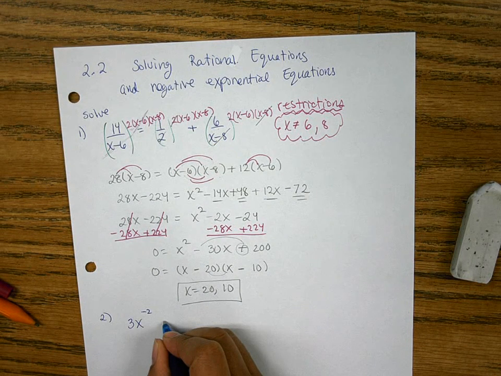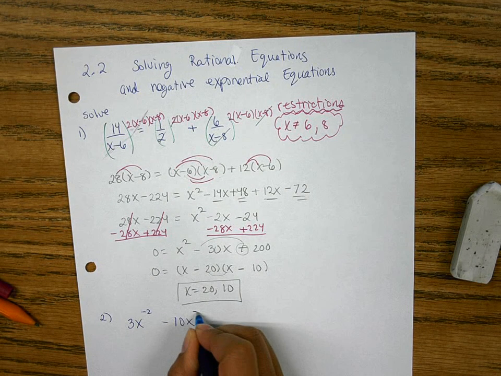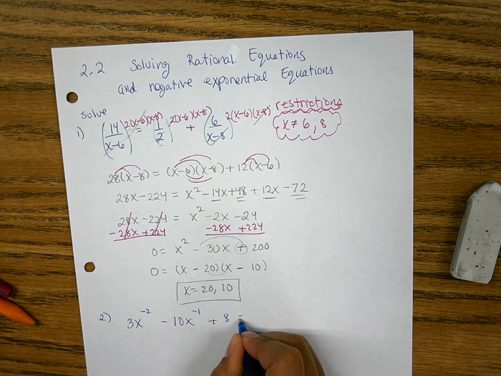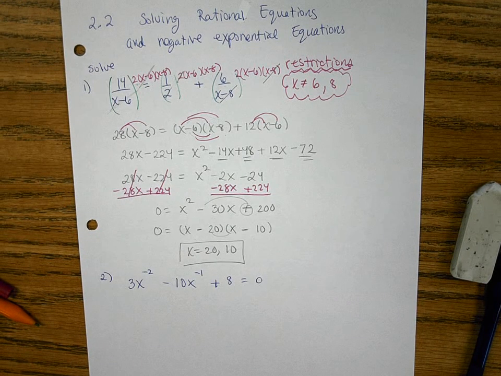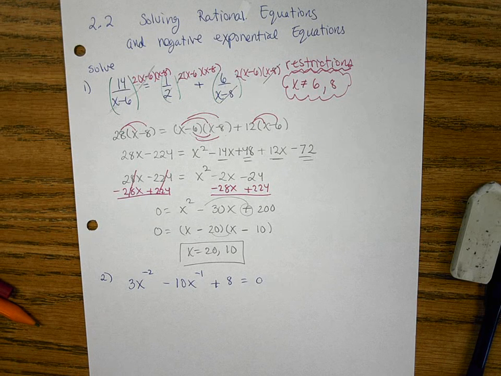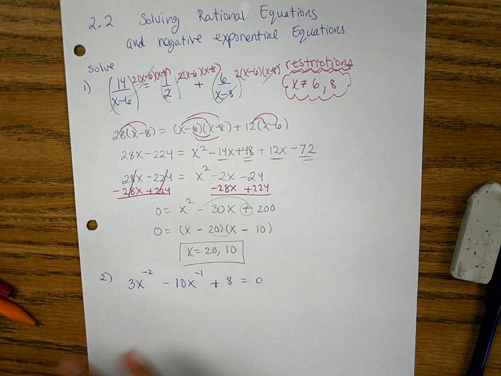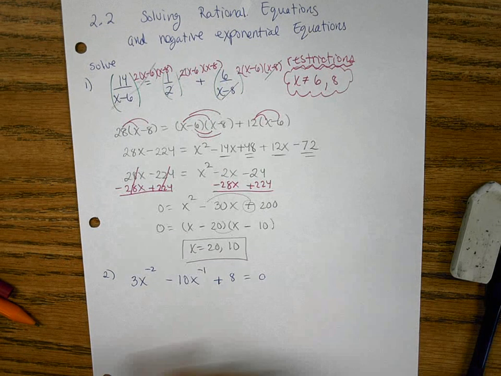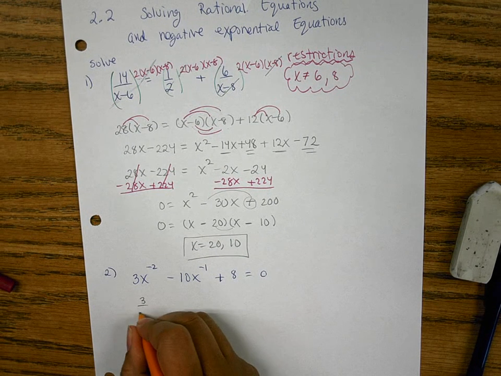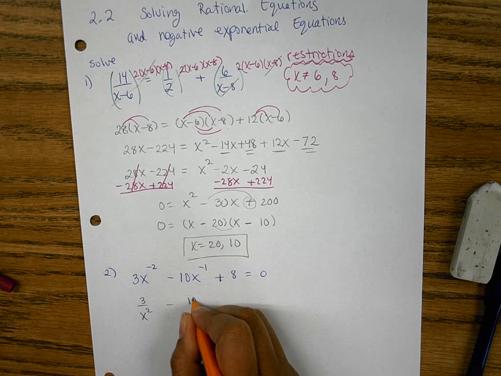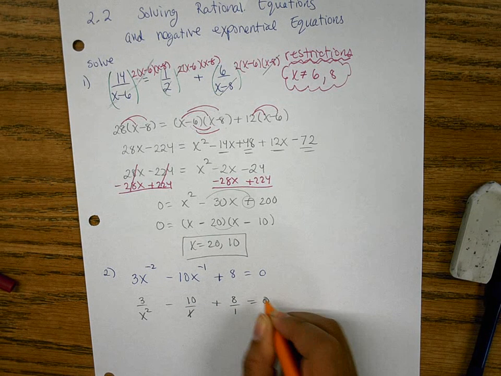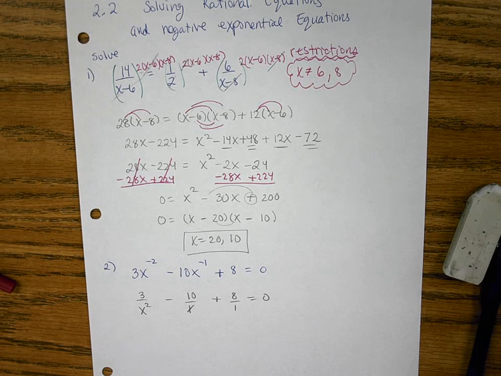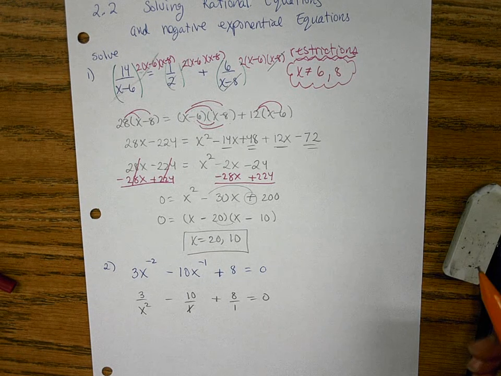Okay, number 2. Here's the negative exponents. 3x to the negative 2 minus 10x to the negative 1 plus 8 equals 0. Okay, we talked last unit about how to deal with negative exponents. I cannot make one big fraction because there are 3 separate terms. So 3 over x squared minus 10 over x plus 8 over 1 equals 0.